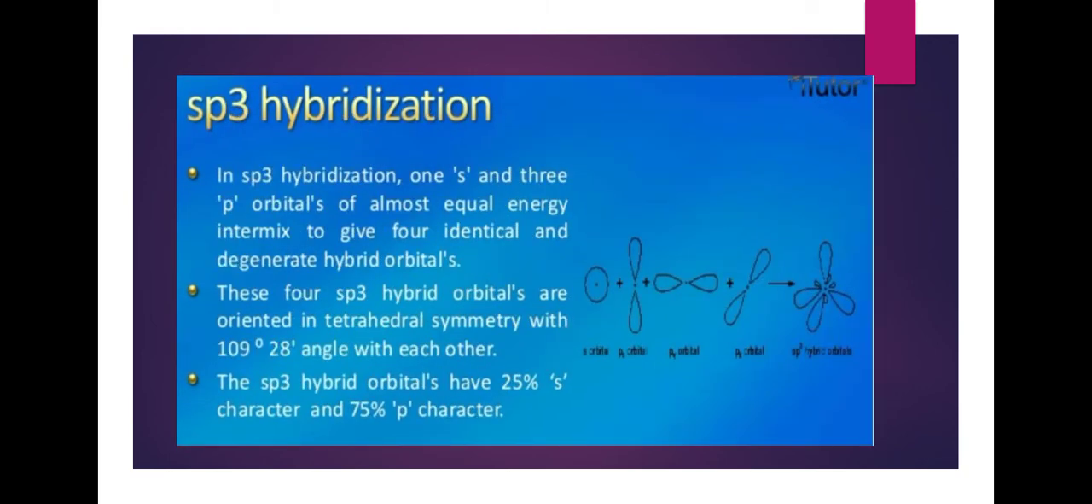Let's see sp3 hybridization. In sp3 hybridization, one s and three p orbitals of almost equal energy intermix to give four identical and degenerate hybrid orbitals. These four sp3 hybrid orbitals are oriented in tetrahedral symmetry with a 109 degrees 28 minutes angle with each other. The sp3 hybrid orbitals have 25% s character and 75% p character.